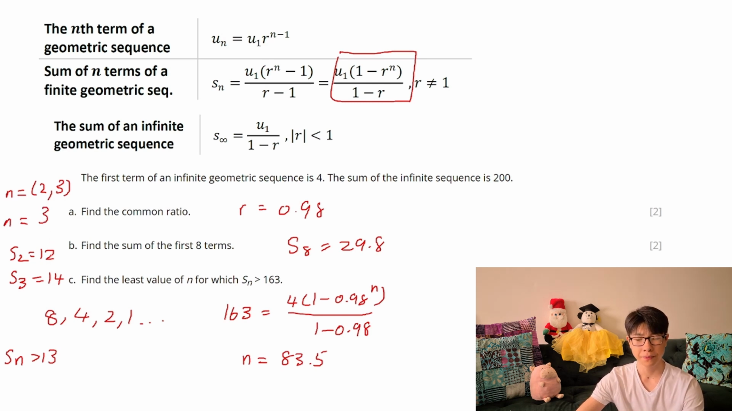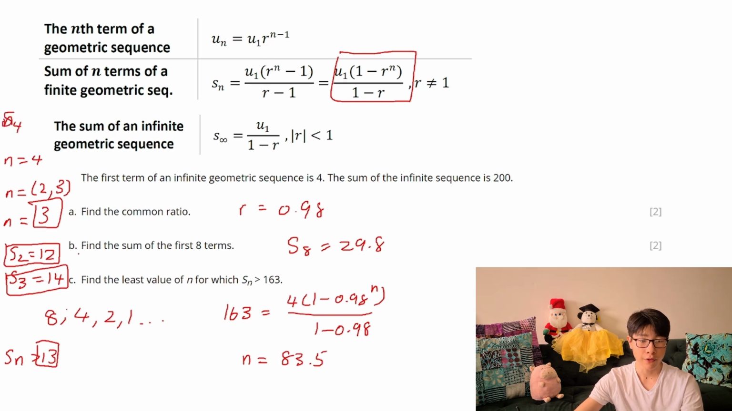Why do we round it up? Well, conceptually, if it was S2, it would be 12. So if we round it up, 14 would be greater than 13. But why can't we do n equals 4? Well, if n equals 4, then S4, the sum of the first 4 terms, would be 8 plus 4 plus 2 plus 1, which gives us 15. That's still greater than 13, isn't it? Well, then we have to remember, back in the question, it asks for the least value of n, which means 3 would still be the most suitable.